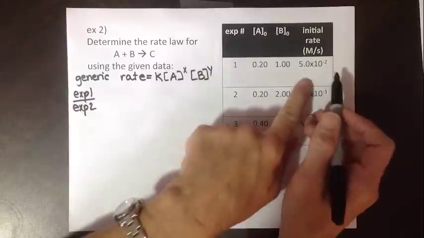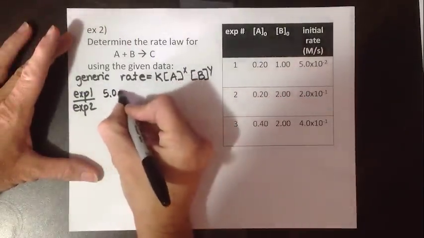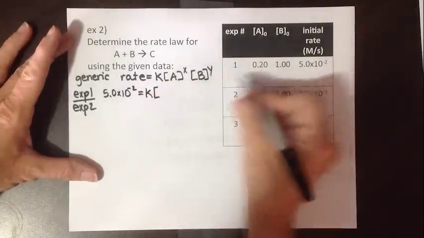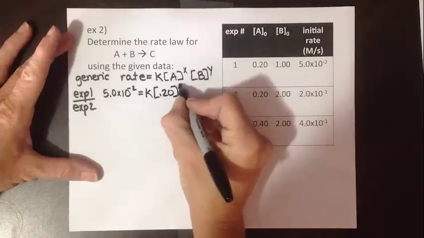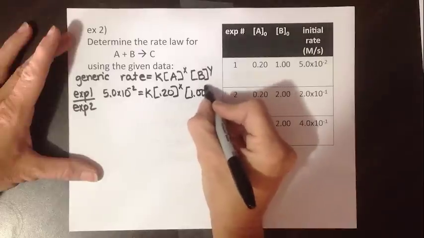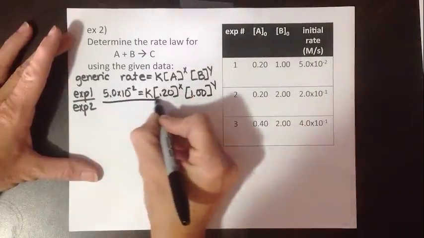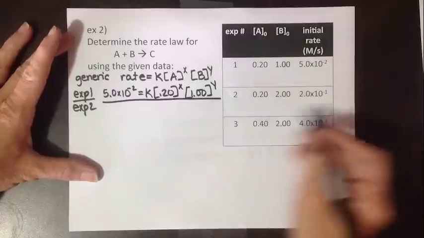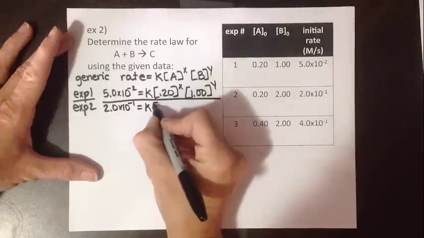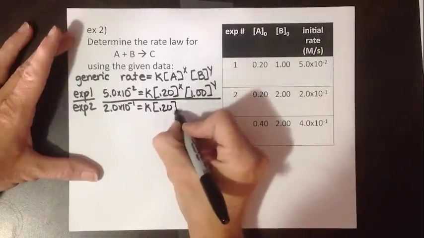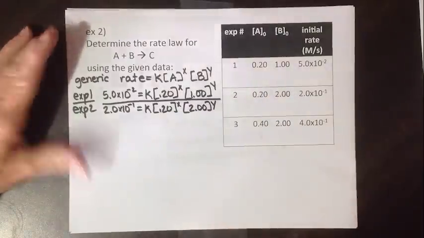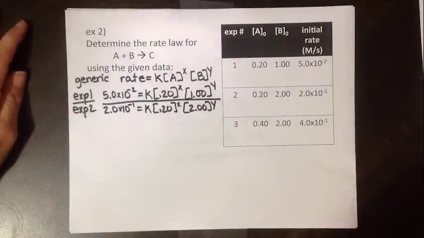You'll see how this works out. So the rate for number 1 is 5 times 10 to the minus 2 equals K times the concentration of A raised to the unknown power, and B raised to the unknown power. I'm going to do the same thing for number 2. 2.0 times 10 to the minus 1 is the rate, A, B, and that should work. Now comes algebra.